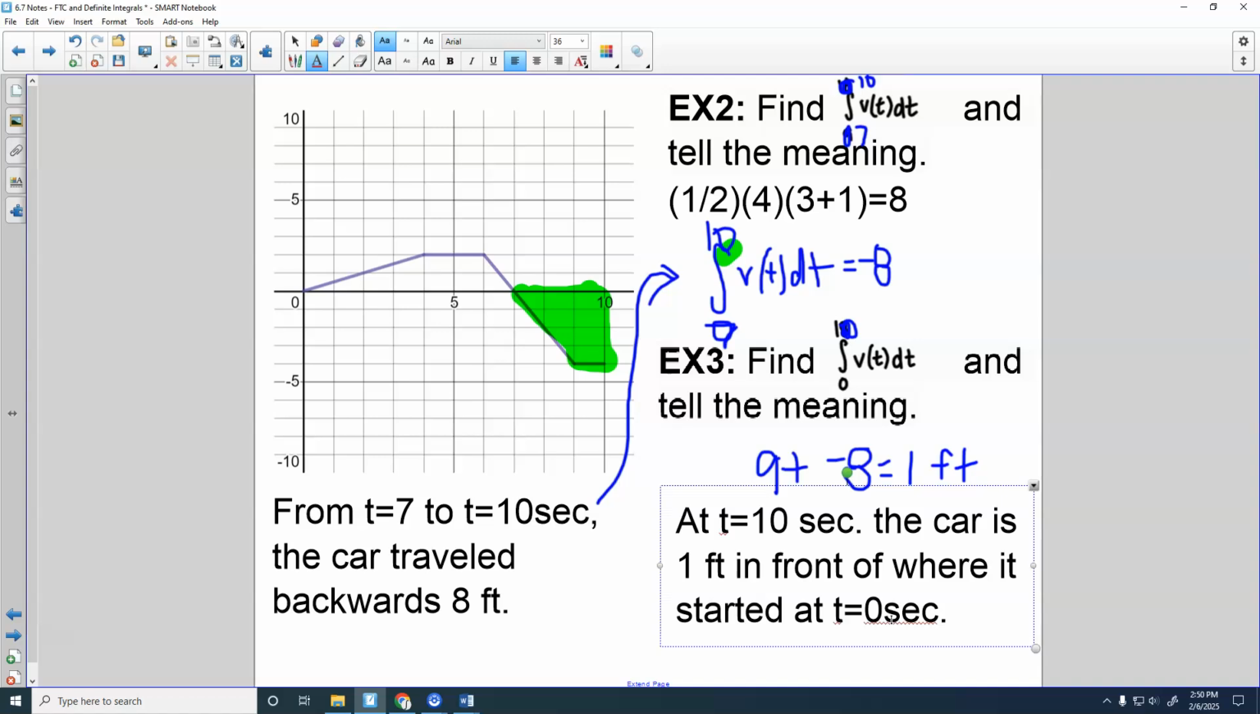It does not tell us the total distance. What's the total distance that that car traveled? 17 feet. Because if you're looking at total distance, you wouldn't consider the fact that that 8 is negative, because it's still moving that far. Okay, questions there?